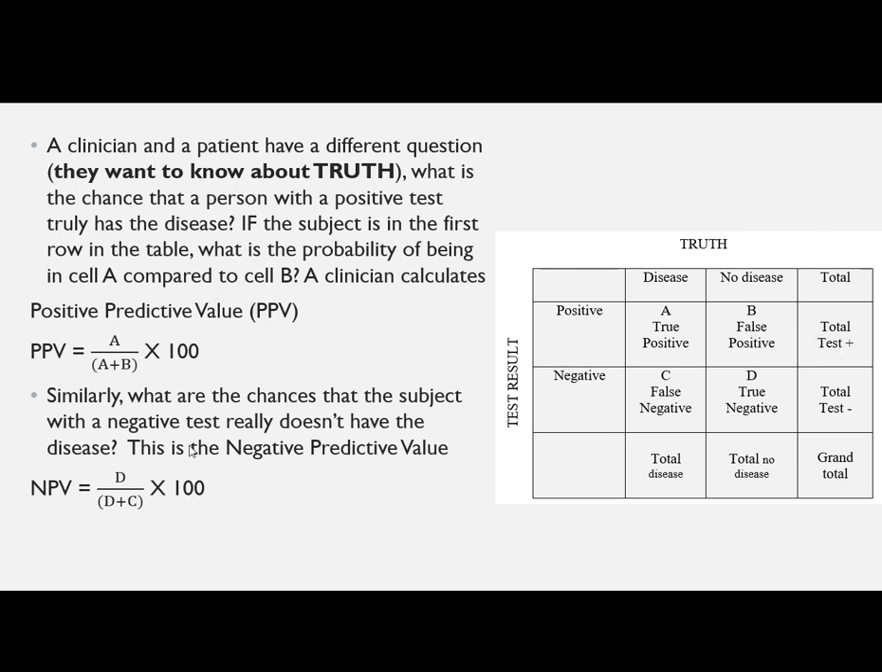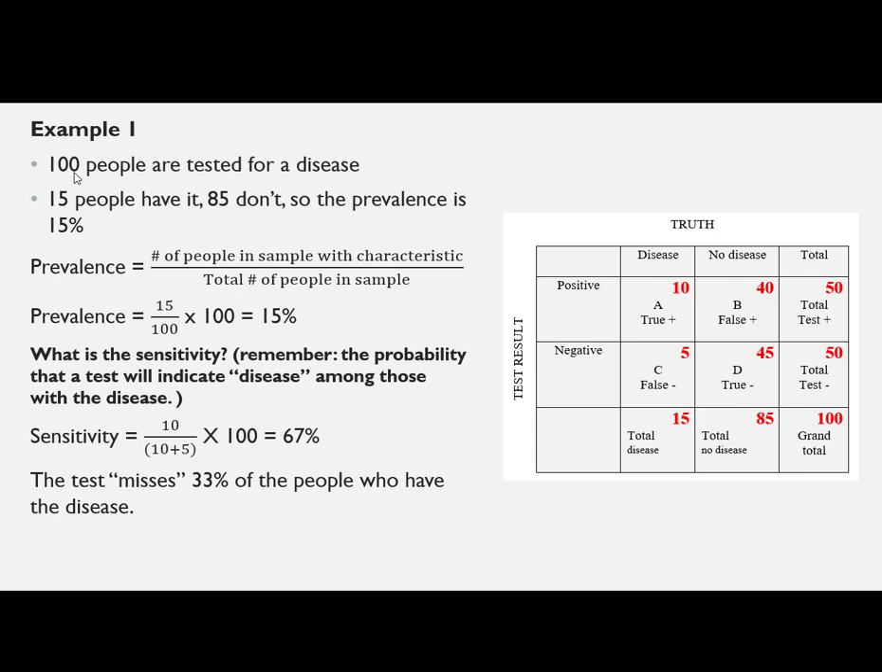Similarly, what are the chances that the subject with the negative test really doesn't have the disease? This is the negative predictive value, which is D over D plus C times 100. So let's look at an example. We have 100 people who were tested for a disease.